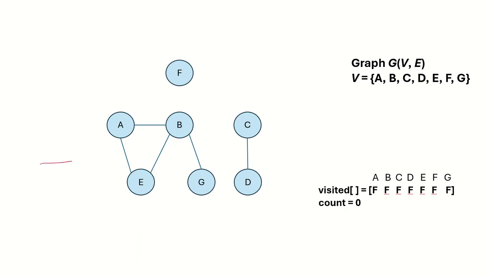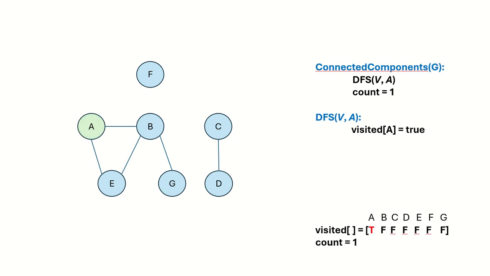So this is our given graph, and it has a set of vertices A, B, C, D, E, F, G. We have initialized a visited array to false for each of the vertices, and our initial count is 0. So we are going to call this function connected components. We are going to randomly select a node. So let's say we have selected A.